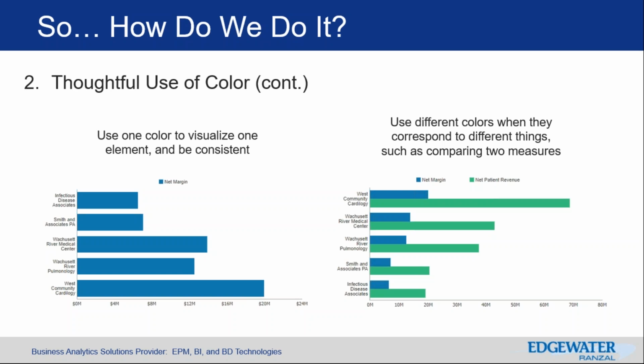On the other hand, if you have more than one measure, of course, like we have on the right-hand side, use different colors, but also be consistent. On the left-hand side, I use blue to represent net margin. And on the right-hand side, I stuck with the same blue to represent net margin.